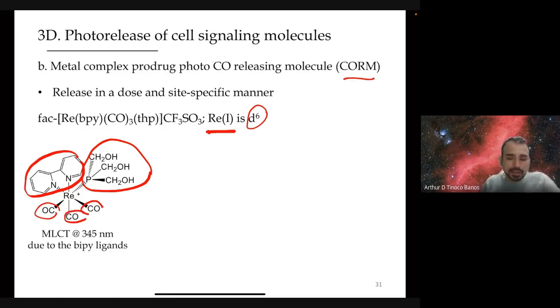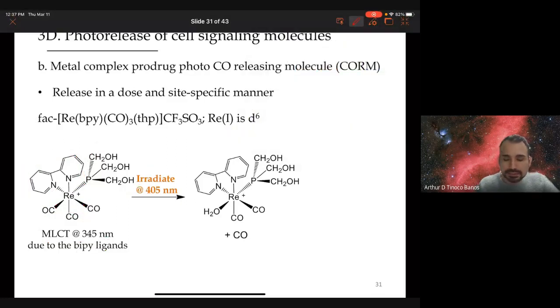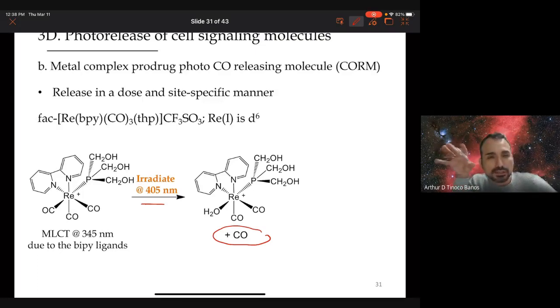It turns out that this compound has a metal to ligand charge transfer at 345 nanometers, and that is because of the interaction between the metal and the bipy ligand. All right. So if you irradiate at 405 nanometers, you then get release of a carbonyl ligand. In that way, using irradiation, you can have a more controlled release of carbonyl.